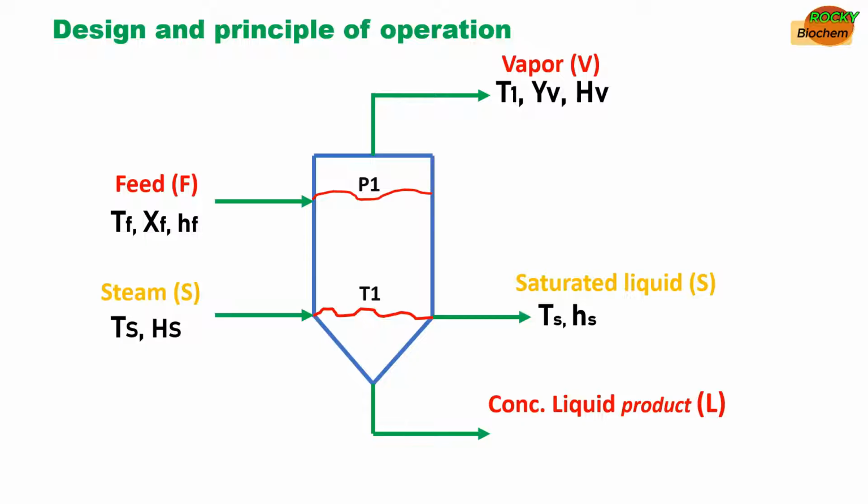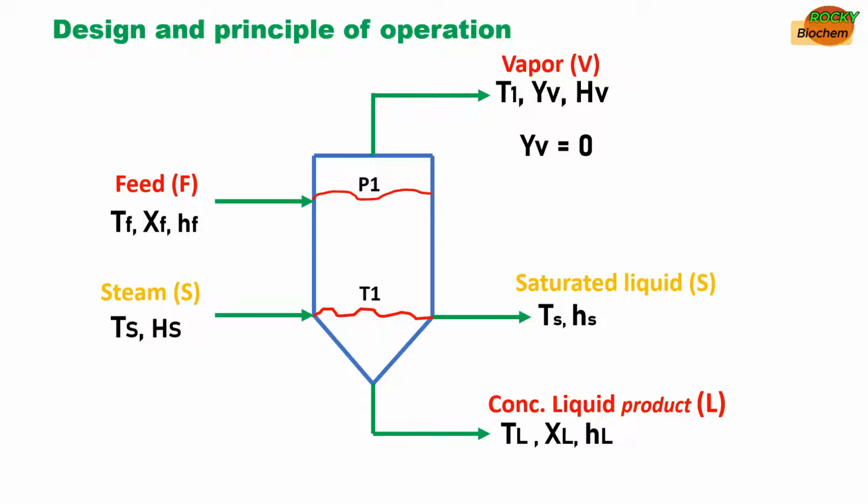And the YV here represents the percentage of solids present in the vapor. We always take YV to be equal to 0 because we assume that the vapor exiting through the upper chamber is made up of pure water with no solids present in it. And now HV represents the enthalpy, or the total heat content, of the exiting vapor.